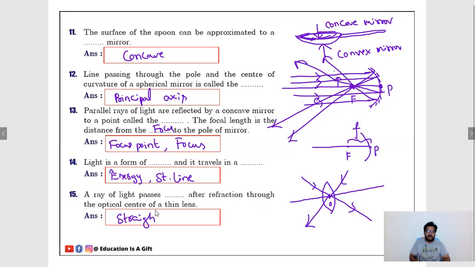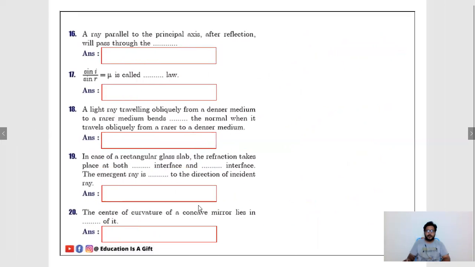That is the answer. Straight after refraction through the optical center of a thin lens, whatever the lens may be, either concave or convex lens. 16. A ray parallel to principal axis after reflection will pass through the dash.